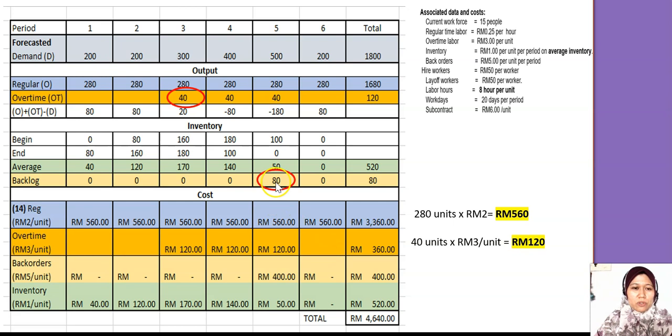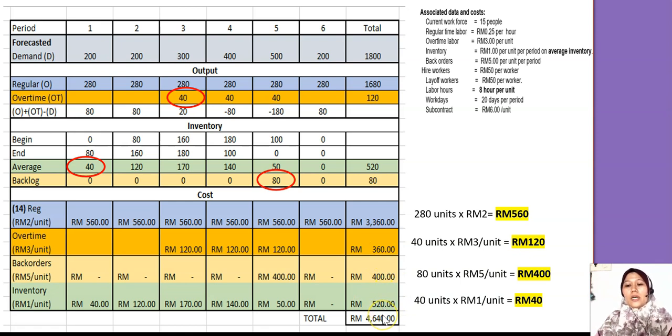And then for back orders, you have 80. The cost for back orders is 5 ringgit. So 80 times 5 ringgit is 400. And then the inventory, you just take the 40 times 1 ringgit. So again, you have to do for period 1, 2, 3, 4, 5, and 6. And you total up, you get 520. Then you sum all the costs. So the total cost for the overtime is 4,640.